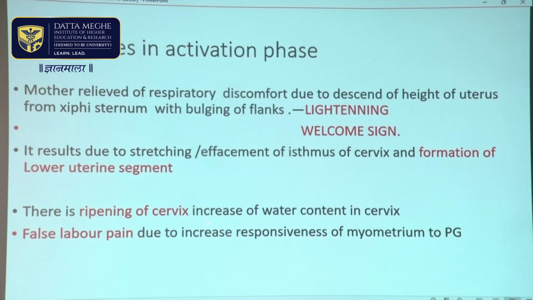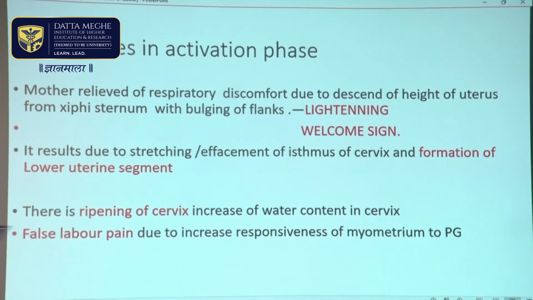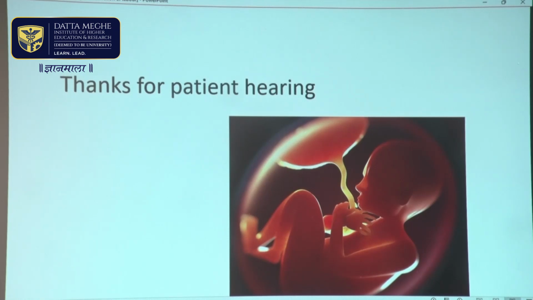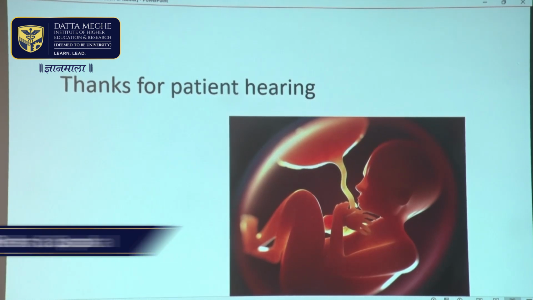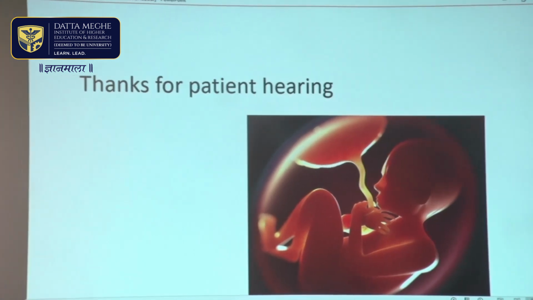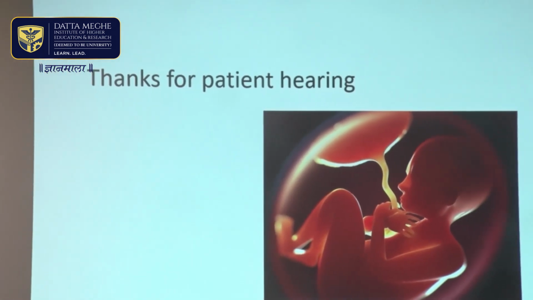There is ripening of the cervix, an increase in the water content of the cervix, and it becomes soft and thins out. In the activation phase, there is a chance of false labor pains also, due to increased responsiveness of the myometrium to prostaglandin in this phase. That is how we understood that the activation phase is important prior to the onset of labor, and that is how true labor pains result with these hormonal changes.